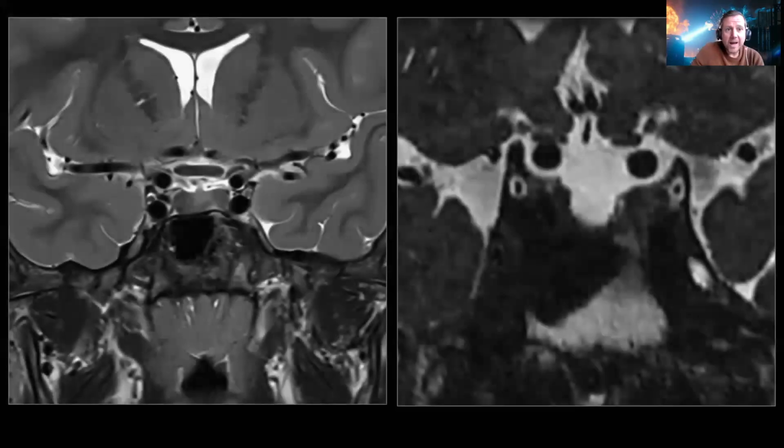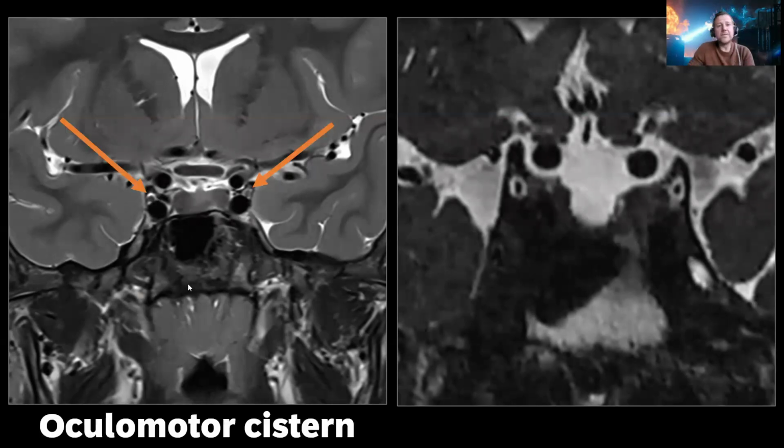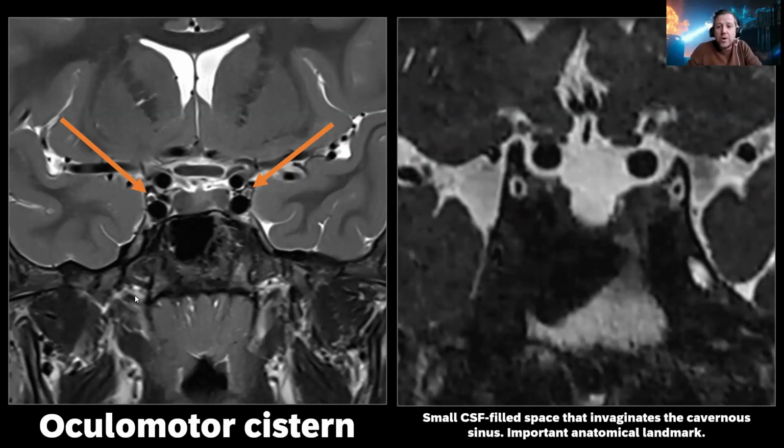Now, as said, the oculomotor nerve is the easiest and most consistently recognizable, and something that helps is that it's often surrounded by a thin rim of cerebrospinal fluid. That's because the oculomotor nerve is located in an oculomotor cistern, which invaginates the cavernous sinus and generally enters the cavernous sinus over a variable distance.